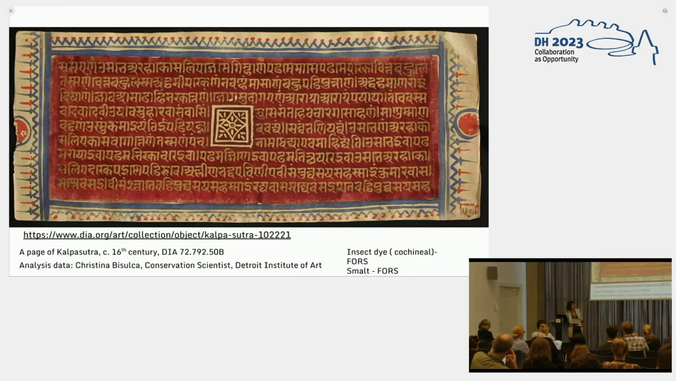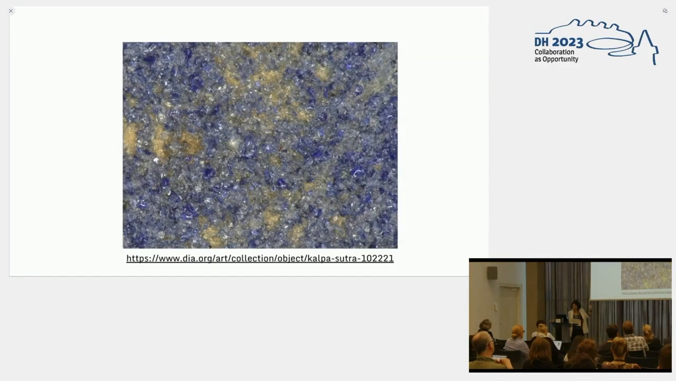So a conservation scientist who's collaborating with us from the Detroit Institute of Arts asked if we have seen smalt in India earlier, like in the 16th century, because she thought it was puzzling to find smalt on a 16th century manuscript. She sent me a photograph saying, have you seen this? And yes, we have, and I think we're getting somewhere with understanding that maybe we can actually find smalt before that supposed importation from Europe.